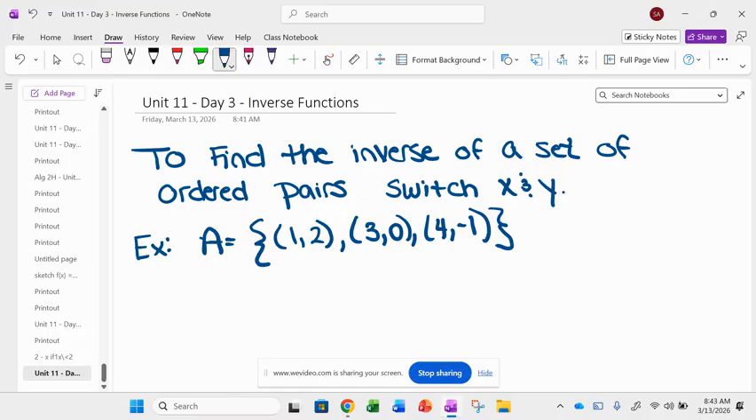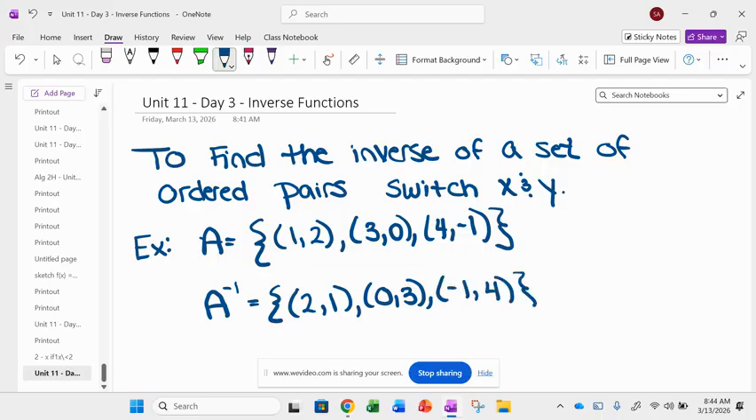Now, if I want to find the inverse of this relation, so my relation is called set A, to find the inverse of this set A, I'm going to write A to the negative first power. That represents the inverse of the set. And to find the inverse, what we're going to do is we're literally flip-flopping x and y. So now the point (1, 2) becomes the point (2, 1). The point (3, 0) becomes the point (0, 3). The point (4, -1) becomes the point (-1, 4).